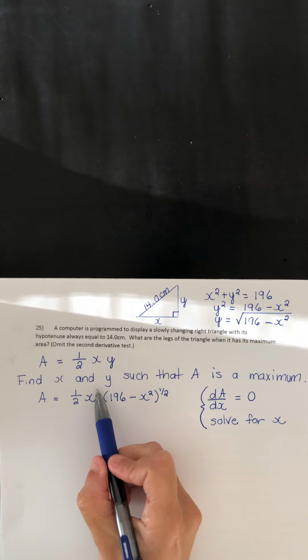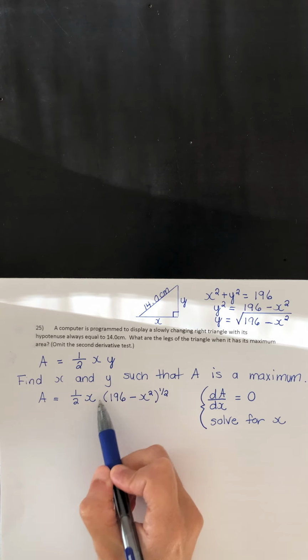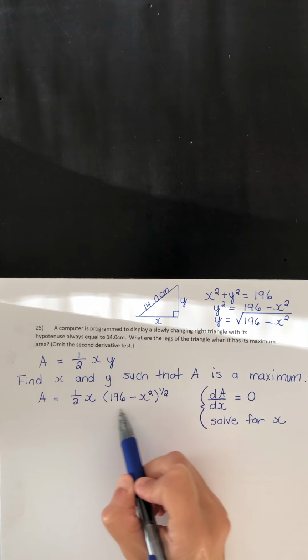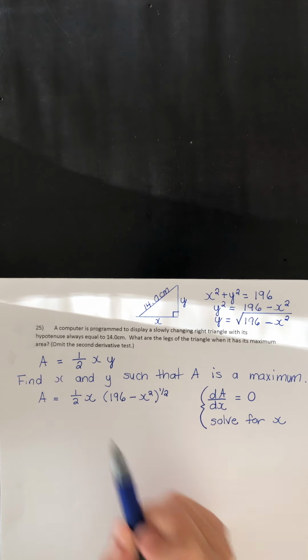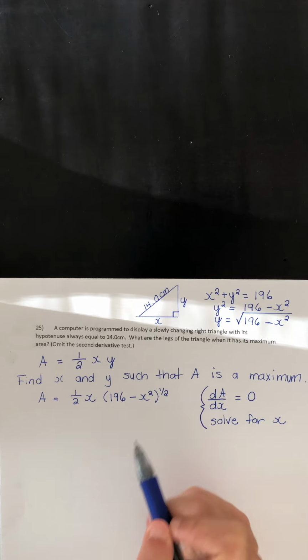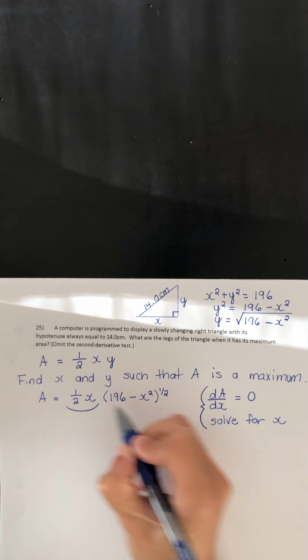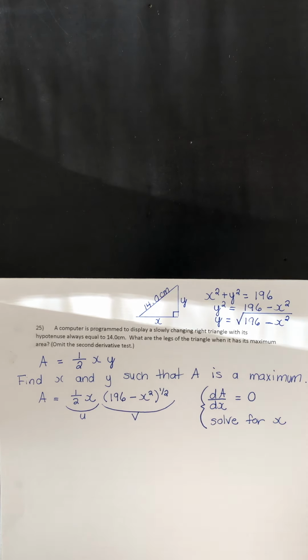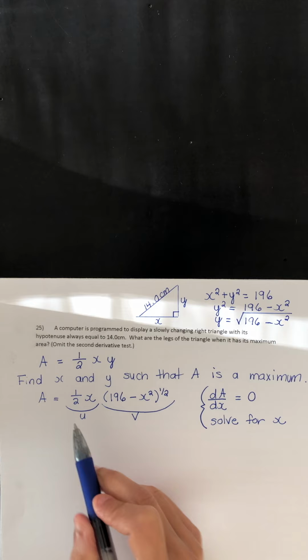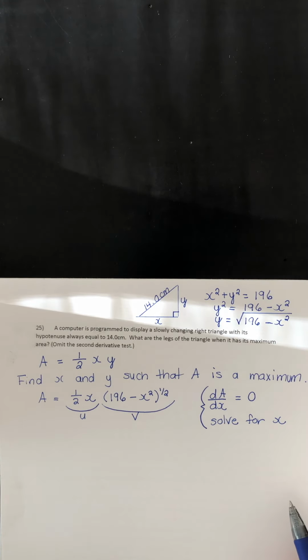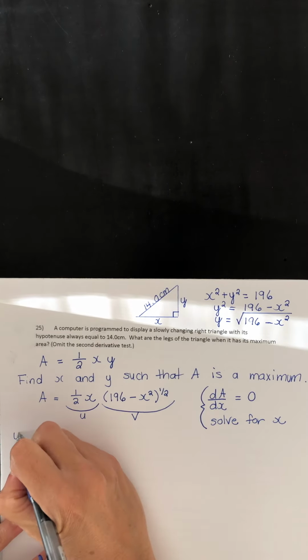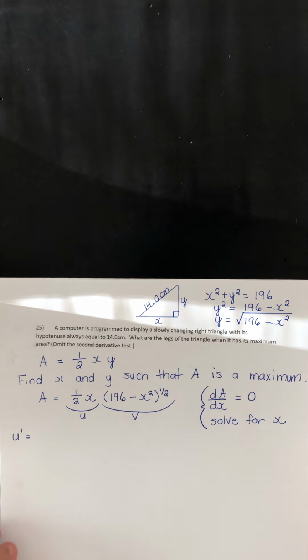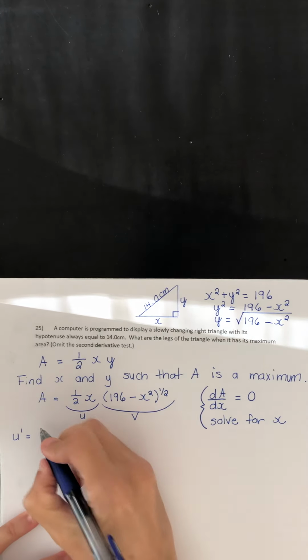Now, this is a function of x, and they are multiplied together, 1/2 base times height. And so for the derivative, we are going to have to use the product rule. So we have u multiplied by v. Let's write down what we're going to be using both for u prime and v prime. u prime is pretty straightforward. The derivative of 1/2 times x is 1/2.